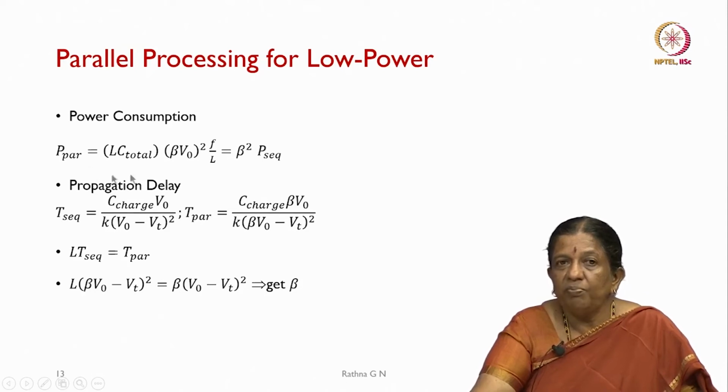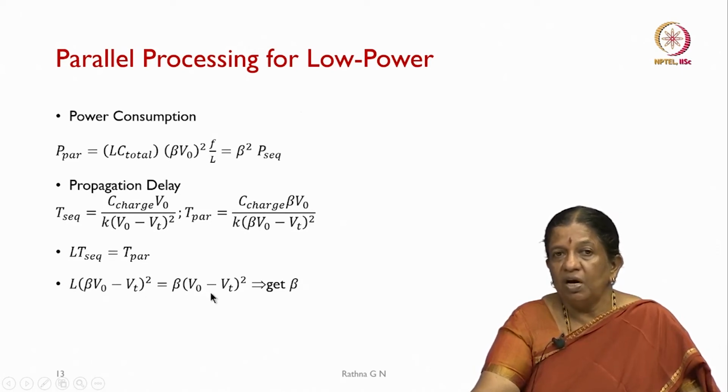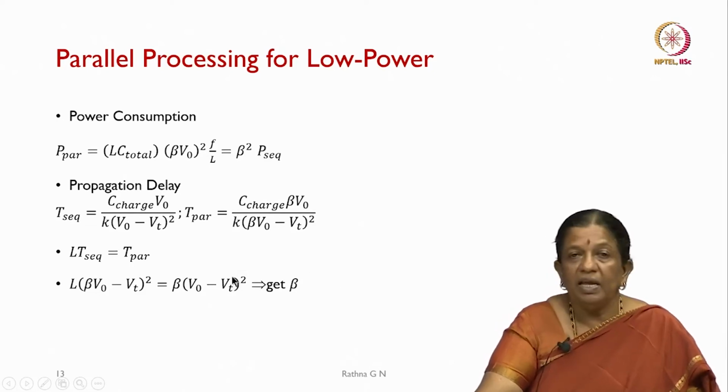Then what happens to our propagation delay? This is T sequential, the original, C charge into V naught divided by K into V naught minus V t whole squared. In the parallel case, it is C charge into beta into V naught divided by K into beta into V naught minus V t whole squared. Then L into T sequential is equal to T parallel. So, applying both together, L into beta into V naught minus V t whole squared is equal to beta into V naught minus V t whole squared. So, we will get beta from this equation.